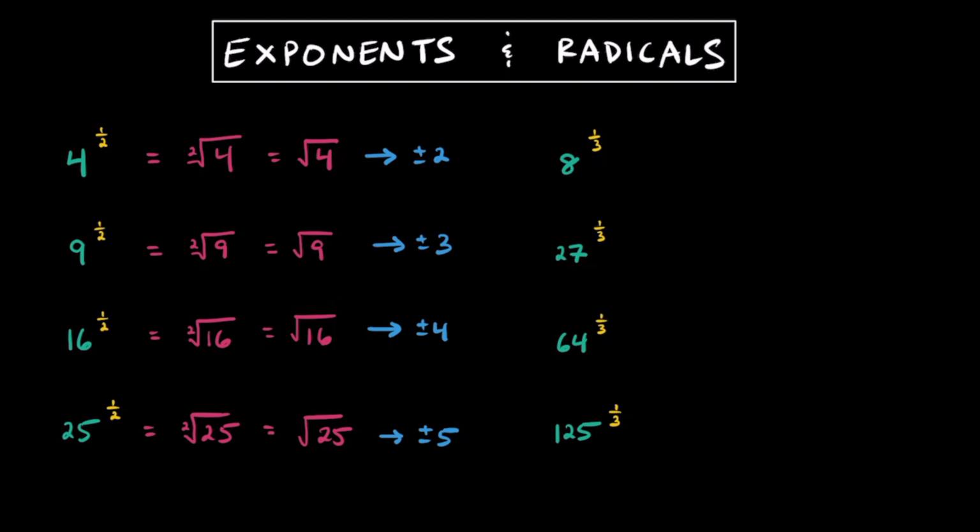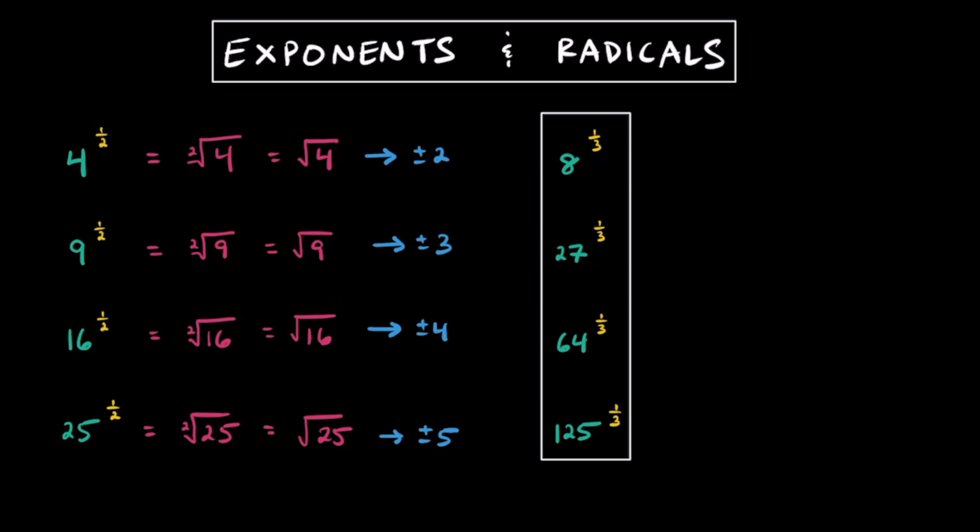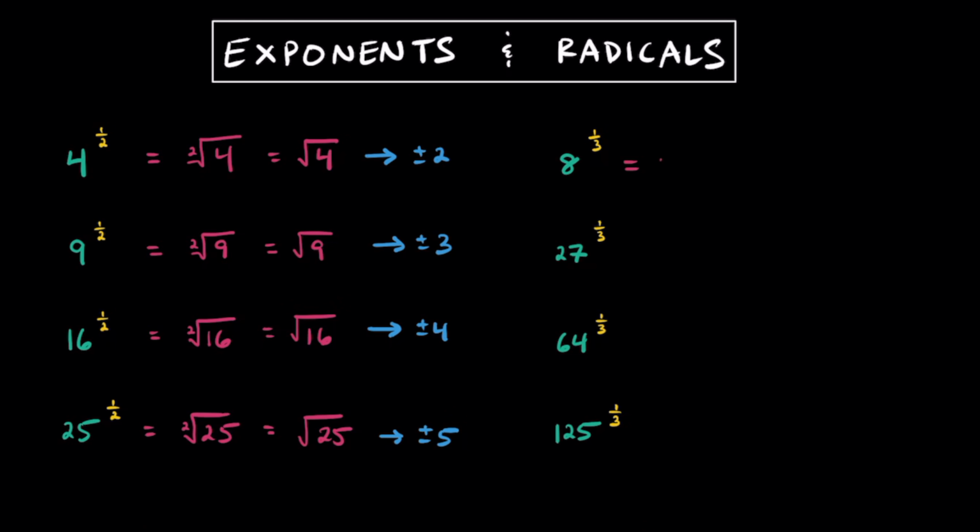Based on all those examples of raising some number to the 1/2 power, do you think you can figure out what each of these values raised to the 1/3 power is equal to? We can rewrite 8 to the 1/3 power as the cube root of 8. This 27 to the 1/3 power is really just the cube root of 27. 64 to the 1/3 power is the cube root of 64. And 125 to the 1/3 power is the cube root of 125.